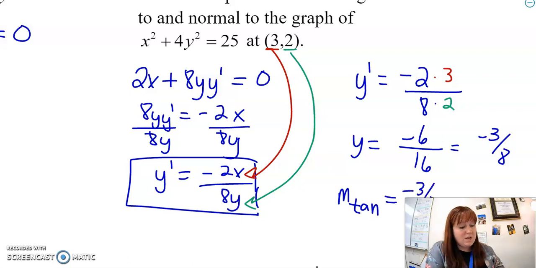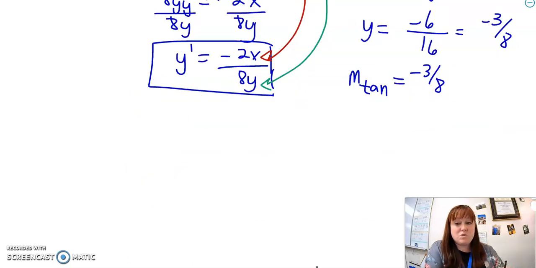That's what it asked for. But then it also asked for the slope of the normal line. And remember, the slope of the normal line is just the opposite reciprocal because it's a perpendicular line. So it would be 8/3.